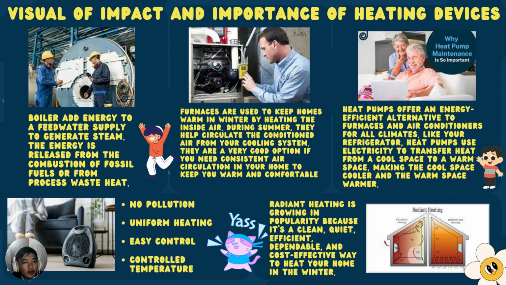Next, the impact and importance of heating devices. The first is the boiler. A boiler adds energy to a feed water supply to generate steam. The energy is released from the combustion of fossil fuel or from process waste heat. The next is the furnace. Furnaces are used to keep homes warm in winter by heating the inside air. During summer, they help circulate the conditioned air from your cooling system. They are a very good option if you need consistent air circulation in your home to keep you warm and comfortable.